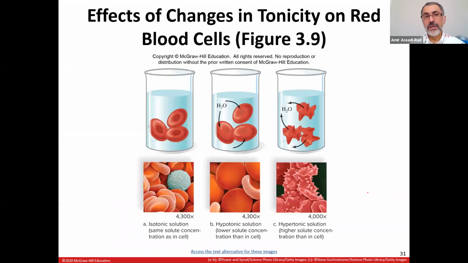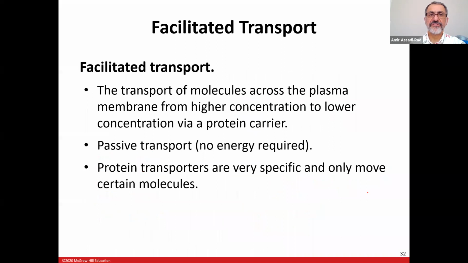Okay, here they are. Again, please read them and go over them for yourself. Facilitated diffusion, when molecules go in and out, there is no energy needed. No energy needed. And we talked about this in the last chapter. When there is no energy, pretty much we are talking about no ATP needed. No ATP needed.